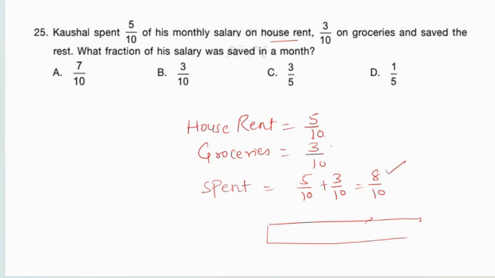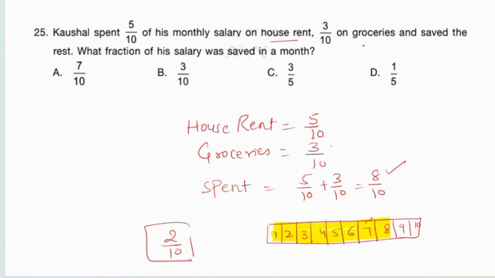I will make a figure like this one, 10 parts. This is 1 part, 2 parts, 3, 4, 5, 6, 7, 8, 9, and 10. Out of 10 parts, he spent 8 parts. So how many parts are left? You can see that 2 parts are left, right? So 2 out of 10 was saved in a month. 2 out of 10 is not among these options.